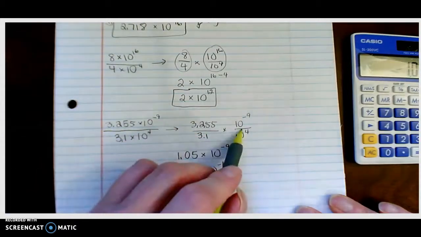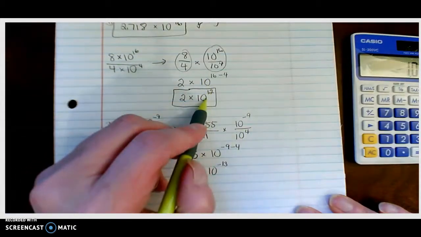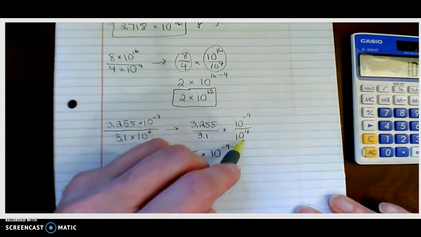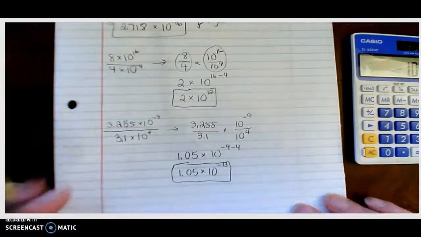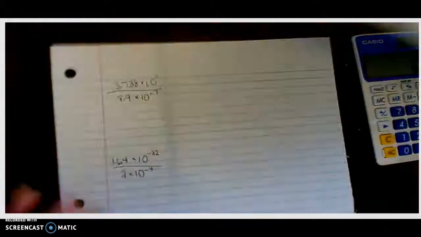Notice how we subtracted the bottom here. So 16 minus 4 is positive 12. -9 minus 4 is -13. Don't worry, we'll get a little trickier. Let's do a couple more.